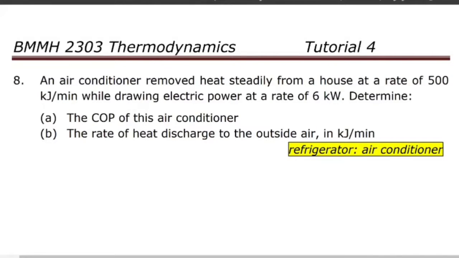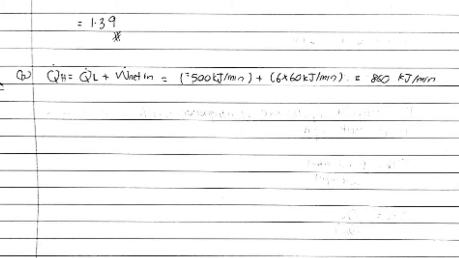Question 8B. The rate of heat discharged to the outside air in kilojoule per minute. So the rate of the heat discharged to the outside air is determined from the energy balance. So we can use equation QH equal to QL plus W net in. From the values given, we can substitute into the formula 500 kilojoule per minute plus 6 times 60 kilojoule per minute, and we get 860 kilojoule per minute as a final answer.